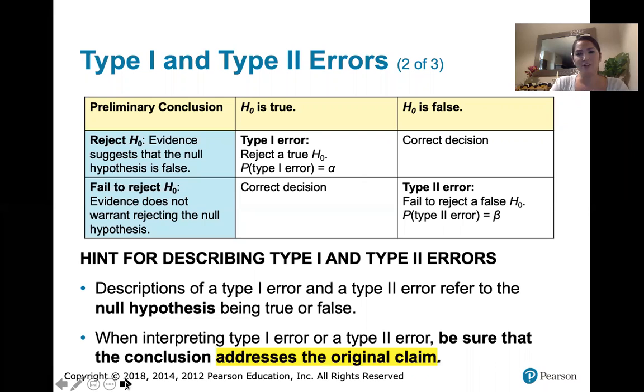But whenever you are talking about type 1 error or type 2 error, we don't want to use this idea of rejecting a true null and failing to reject a false null, because not everybody knows what a null hypothesis is. We always want to state our conclusion in terms of the original claim, the claim in the problem statement. What did we say at the very beginning? That's how we want to talk about our errors in terms of that claim.